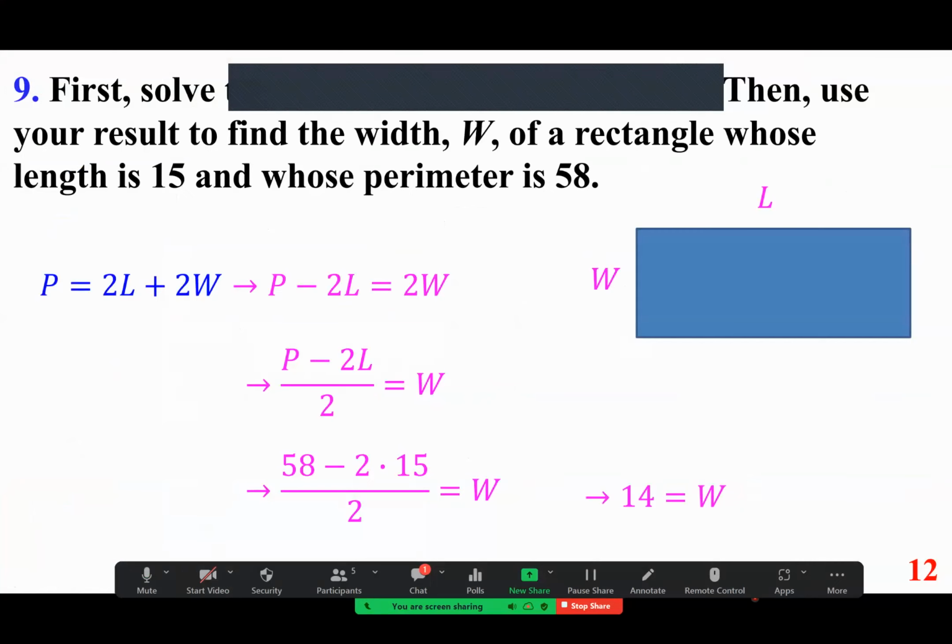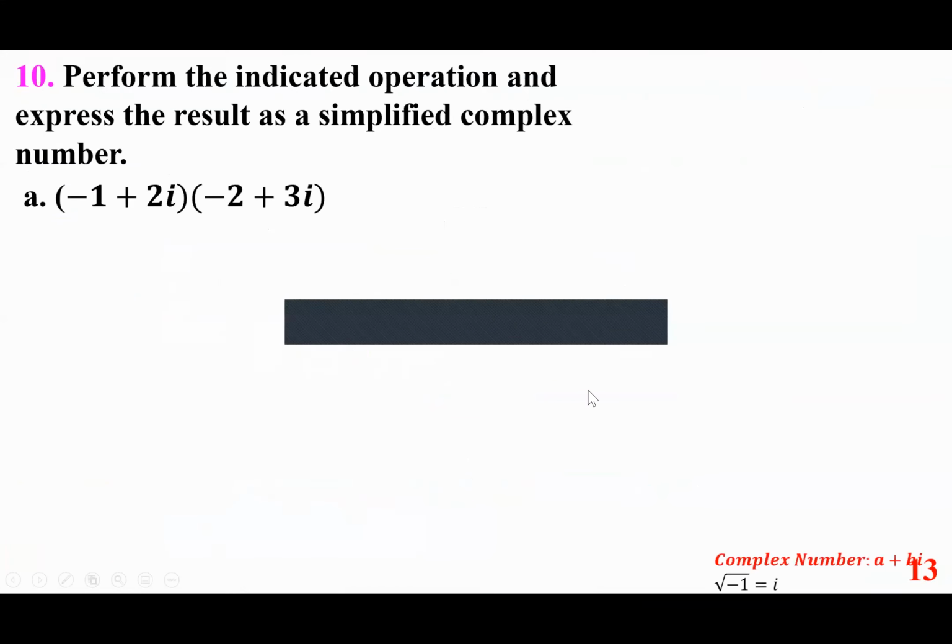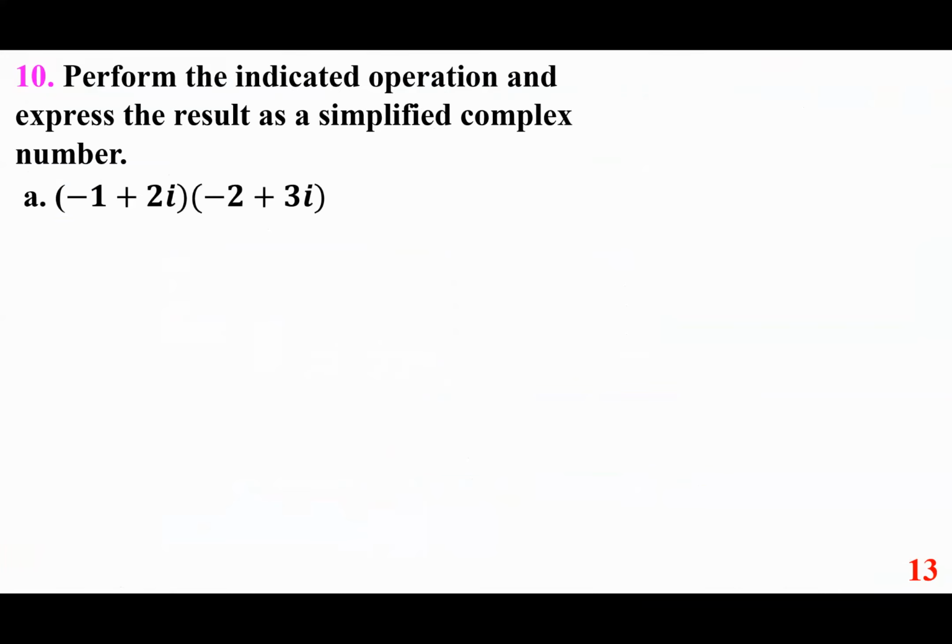All right, we're going to move on to the next part. We want to perform the indicated operation. As you can see, we want to add -1 plus 2i and -2 plus 3i.